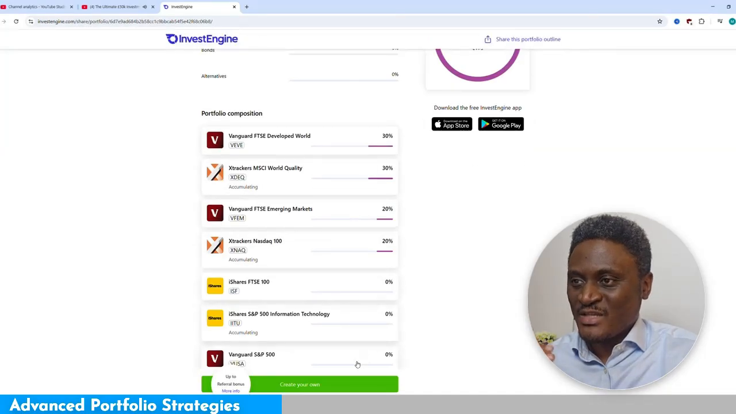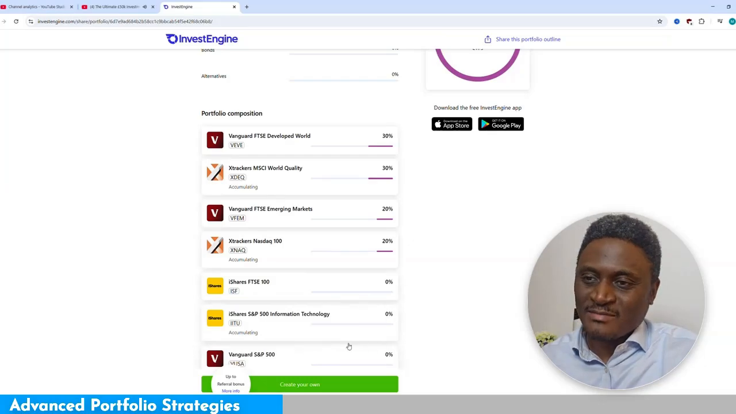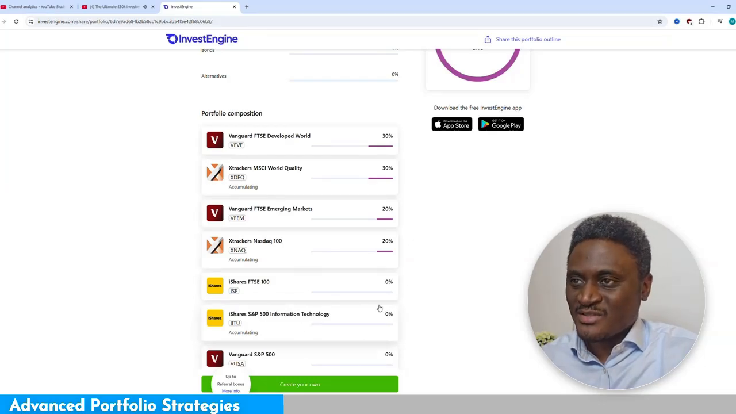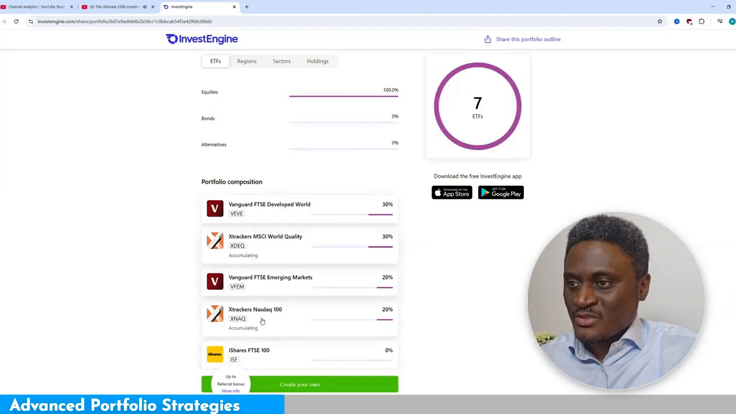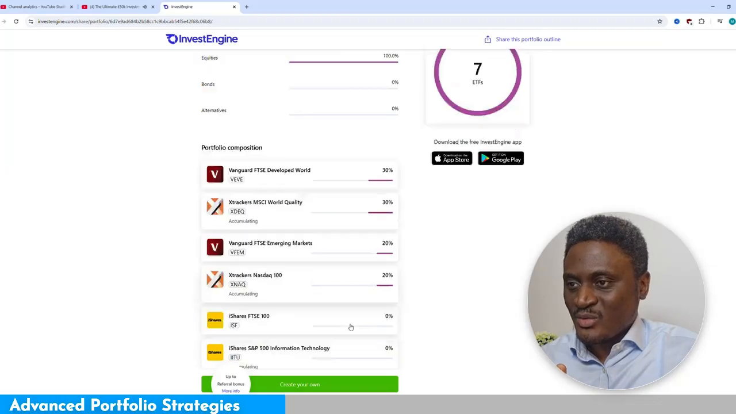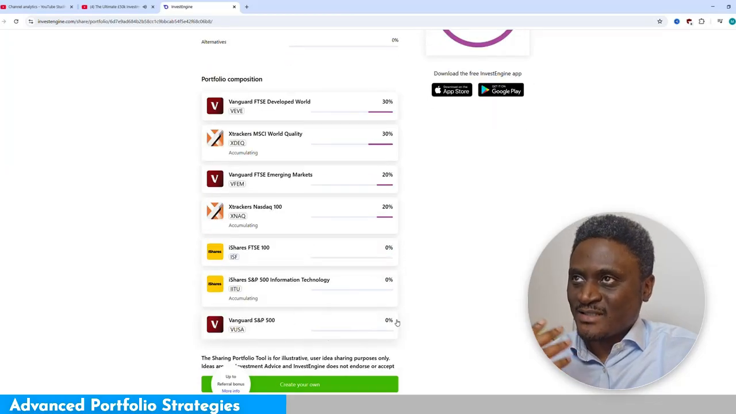These are some that I invested in the past, but there's no need keeping them because they are overlapping with some of these ones. When I say overlapping, some of the stocks within S&P 500 are already inside the FTSE Developed World ETF, so there's no point keeping both ETFs within one portfolio.